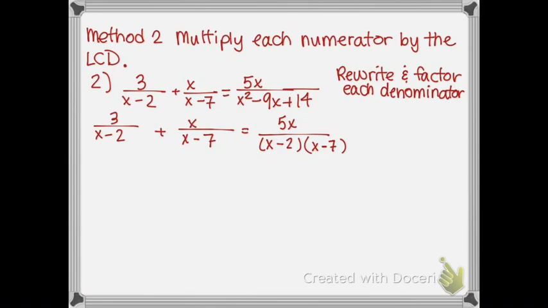Okay, so now let's think about the lowest common denominator. We want no factor left behind. In the denominators, I actually only see two different factors. I see a factor of x minus 2 and a factor of x minus 7. Those same factors also occur on the right-hand side, but they're not different factors. They're the same factors. So our lowest common denominator is x minus 2 times x minus 7.